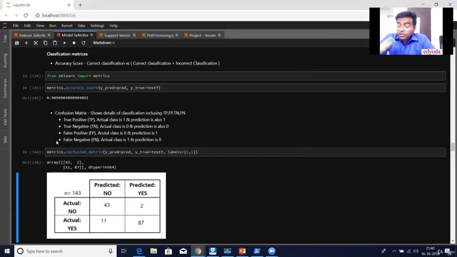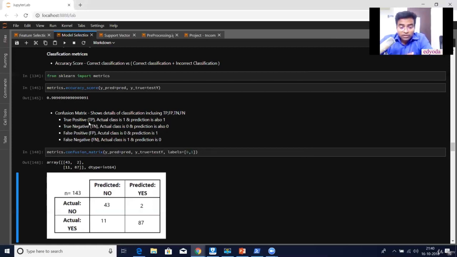Followed by that you have the next method, which is known as confusion matrix, which provides a little more detail about misclassification. As you can see here, there are 4 types of information. One is true positive, another is true negative. True positive means the data belongs to class 1 and you're predicting it as class 1. True negative is when the data belongs to class 0 and you're predicting it belongs to class 0.